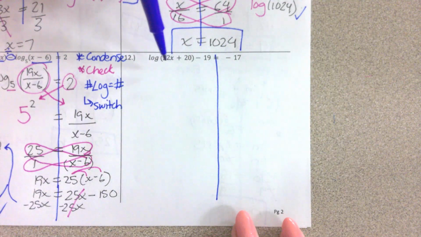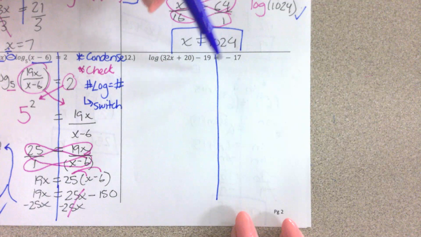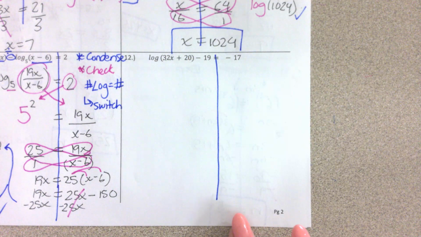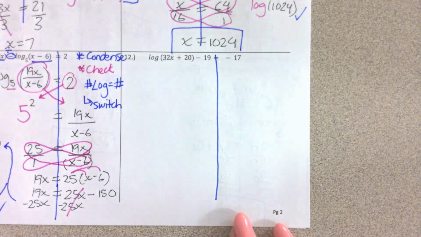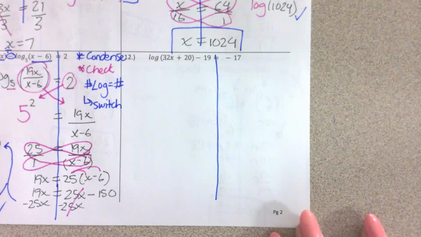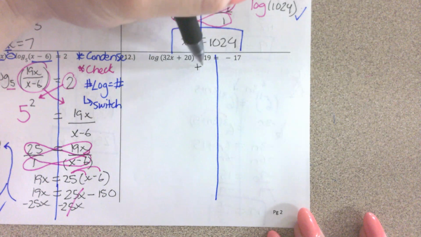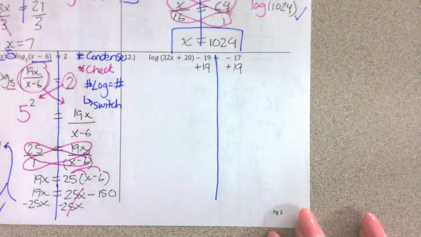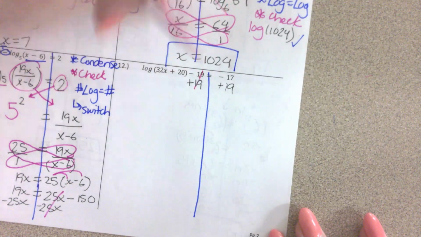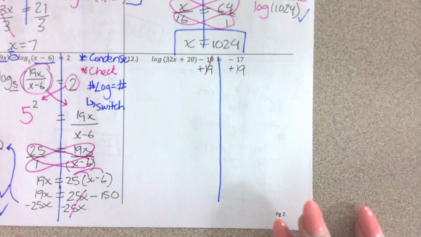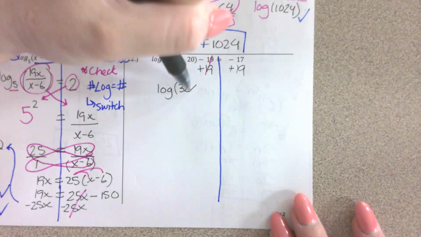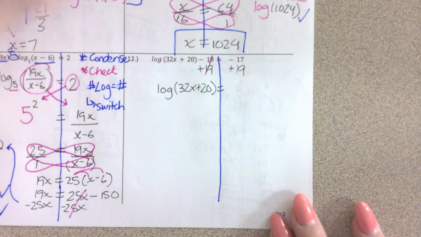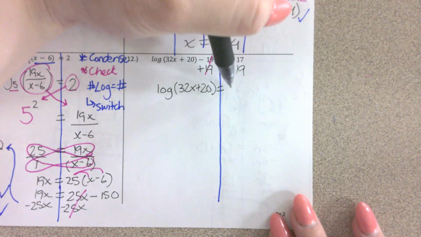Log of 32x plus 20 minus 19 equals negative 17. No condensing this time, but we don't have the log by itself. And if we're going to solve for the log, it has to be by itself. So let's first move that 19 over to the right side so it's out of the way. I'll add that over. Log of 32x plus 20 equals negative 17 plus 19, which is positive 2.